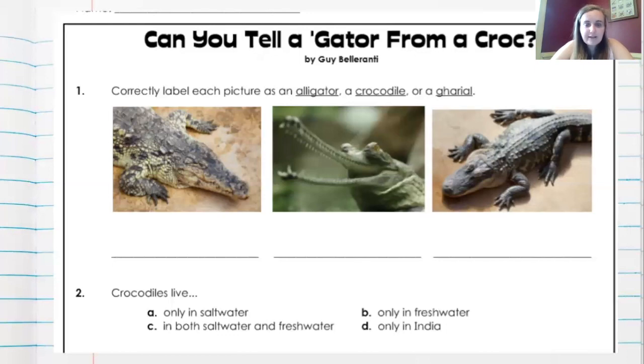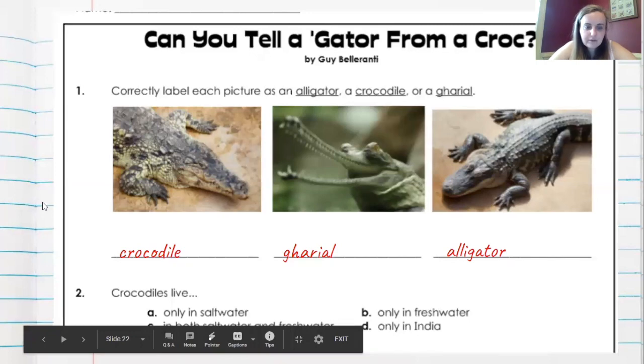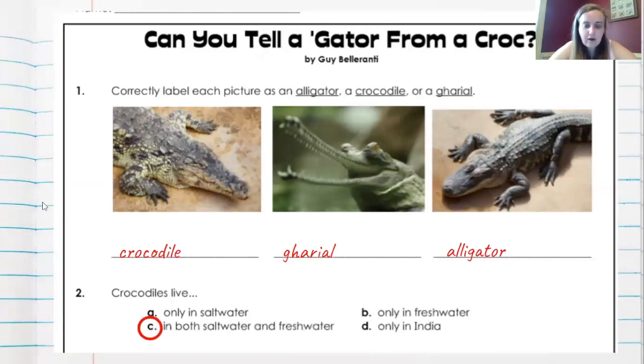If you're not done answering, take the time to answer it, you can pause the video. But if you have answered, we're going to go ahead and talk about the correct answers. So number 1, you should have written down crocodile for this first one, gharial for the second, and alligator for the third. Number 2, the answer is C, in both saltwater and freshwater.